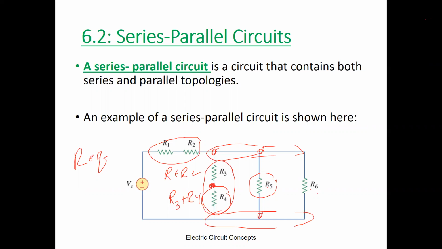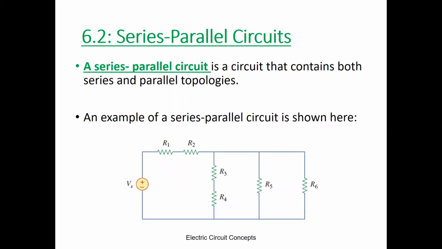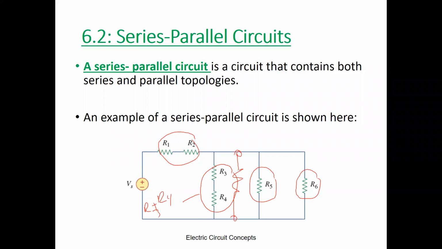So when we find the total or equivalent resistance of a series parallel circuit, we always look for the branches or elements that are in series, and we combine them first. And after that, when we combine R3 and R4, we replace them with one resistor. So now this new resistor, which is the sum of R3 plus R4, will be in parallel with R5, and also in parallel with R6.